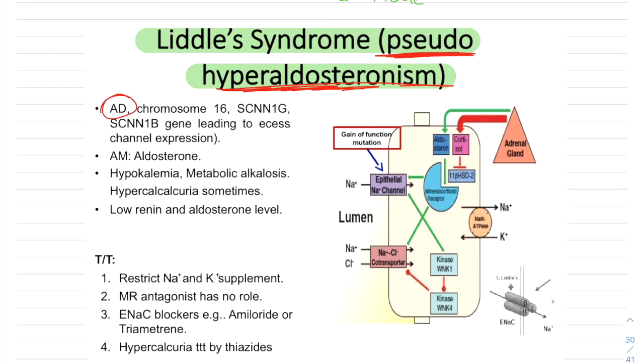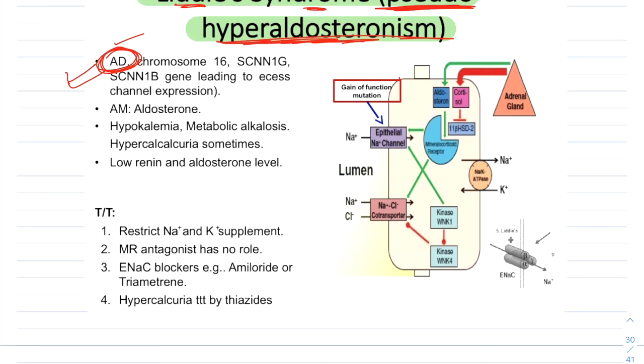Always remember, Liddle syndrome is inherited in an autosomal dominant fashion. Autosomal dominant. This is one of the questions which appeared a few years back. So you have to remember that Liddle syndrome is inherited in an autosomal dominant fashion. It is because of a gain of function mutation in the epithelial sodium channels. The epithelial sodium channels are the main culprit here. There is a gain of function mutation in the gene controlling these channels. There will be excessive activity of the epithelial sodium channels, thus causing excessive sodium reabsorption into the blood.